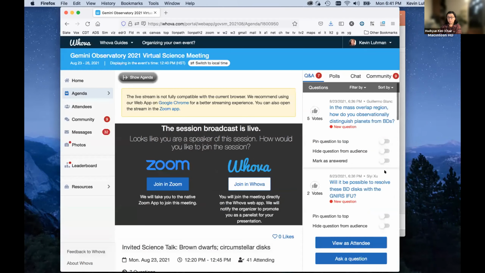Okay, so let's move on to the next question. Su asked, will it be possible to resolve these brown dwarf disks with GNIRS IFU?